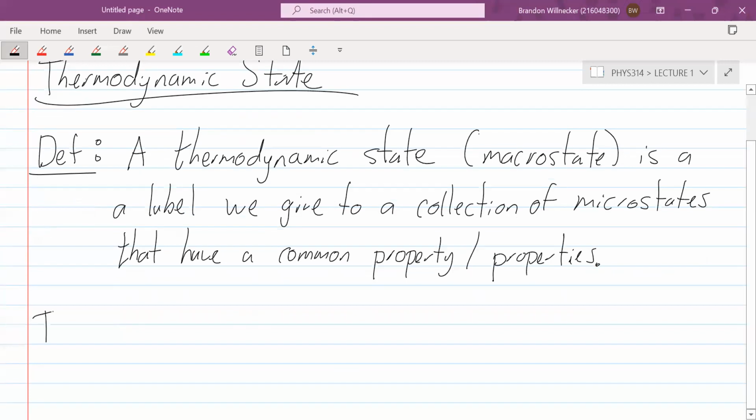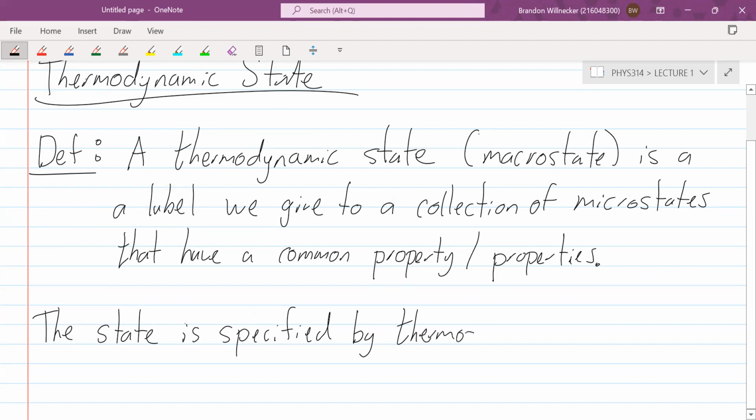The state, that's just the shorthand for thermodynamic state, is specified by thermodynamic variables. Also called state variables, as we said before.